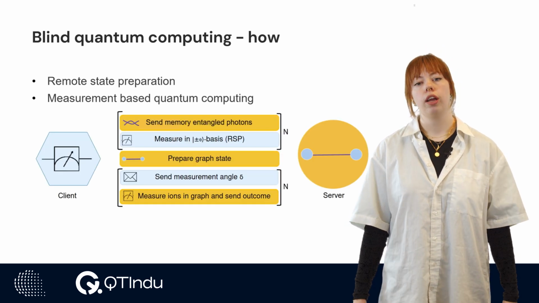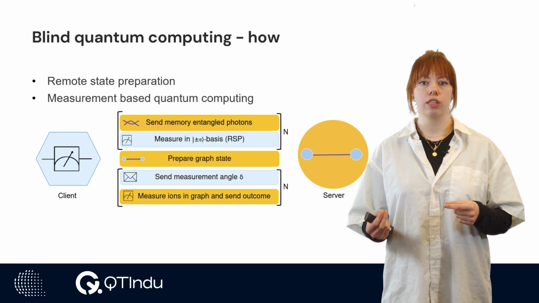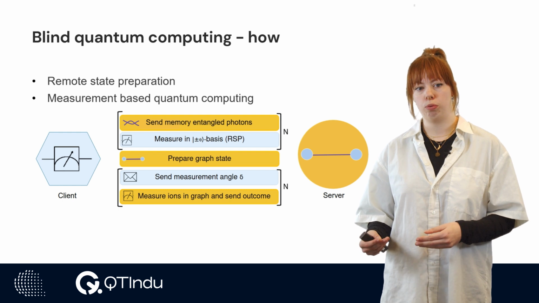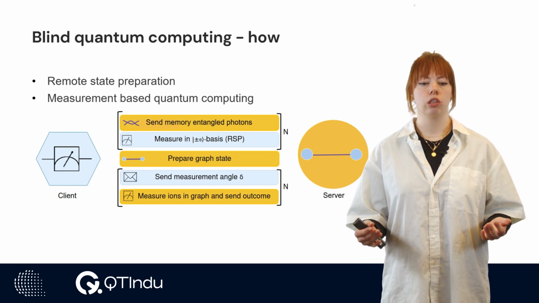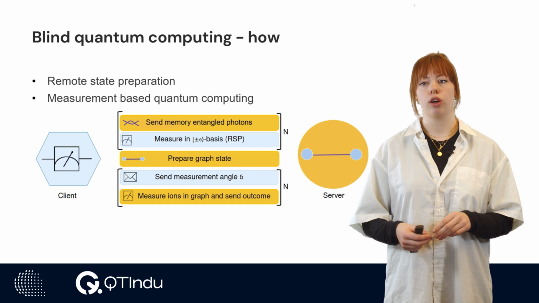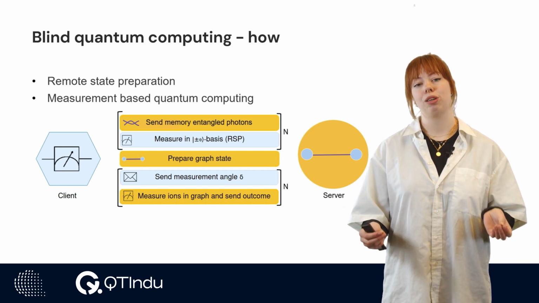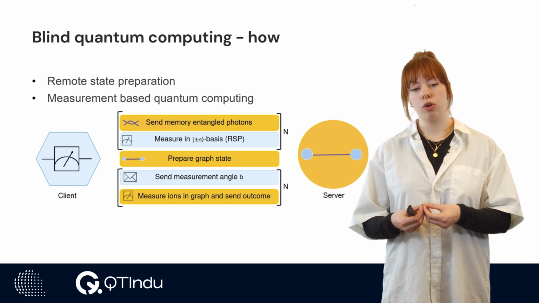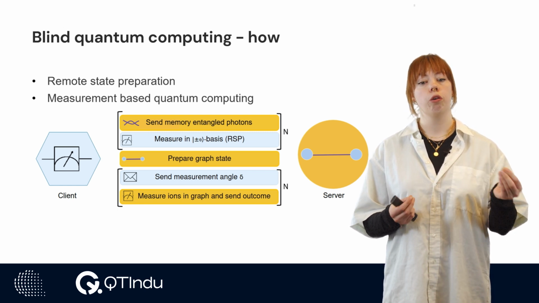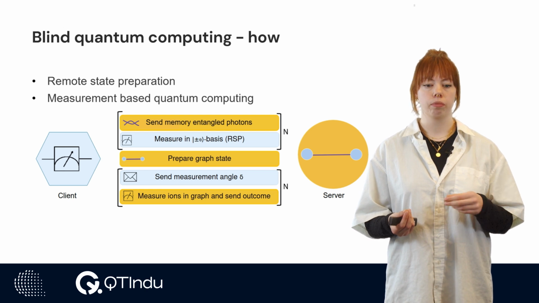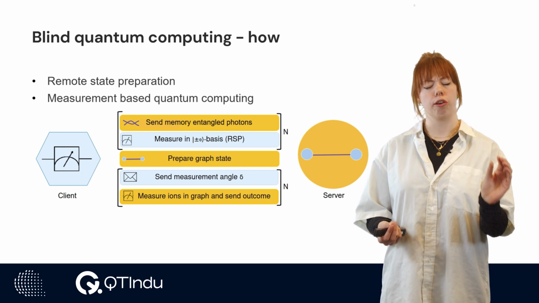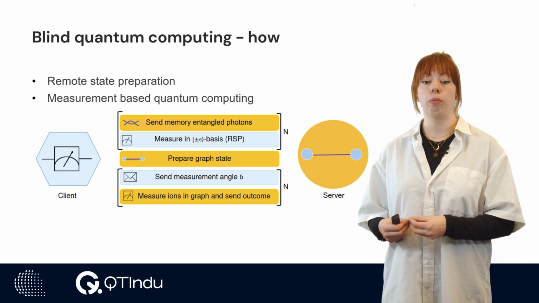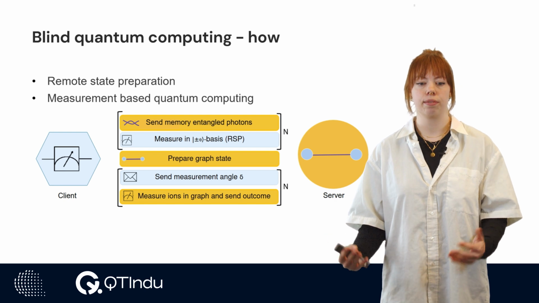So how does this work? It works in 2 main steps. The first is called remote state preparation, and the second is based on measurement-based quantum computing. In remote state preparation, the client has control over a state at the server using entanglement and measurements. So when the server initializes a qubit in the memory and then sends out a photonic qubit that is entangled to this state in the memory, and the client measures this in a particular basis, then it can have control over the state that the receiver has in the memory without the server knowing what the state is.